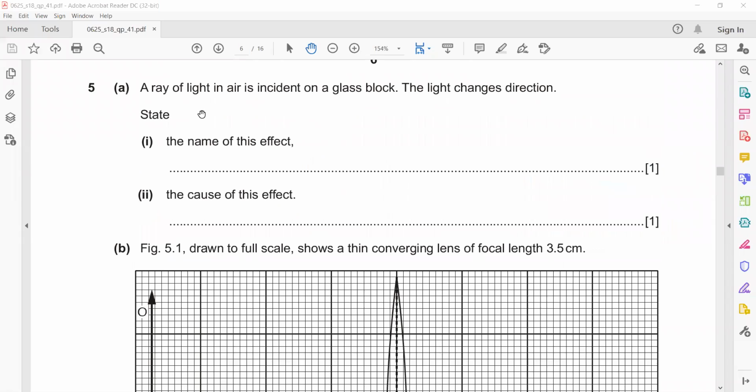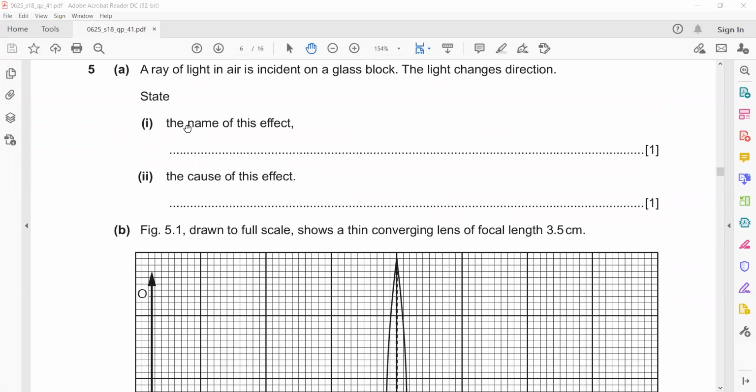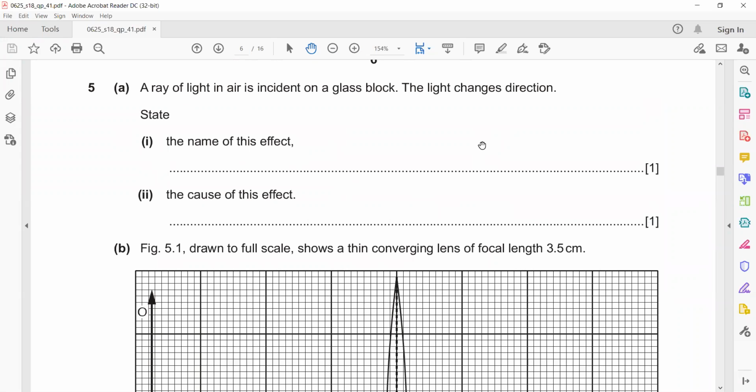In question 5, a ray of light in air is incident on a glass block. The light changes direction. Name the effect if it changes the direction. So we call that refraction. And what is the cause of this effect?